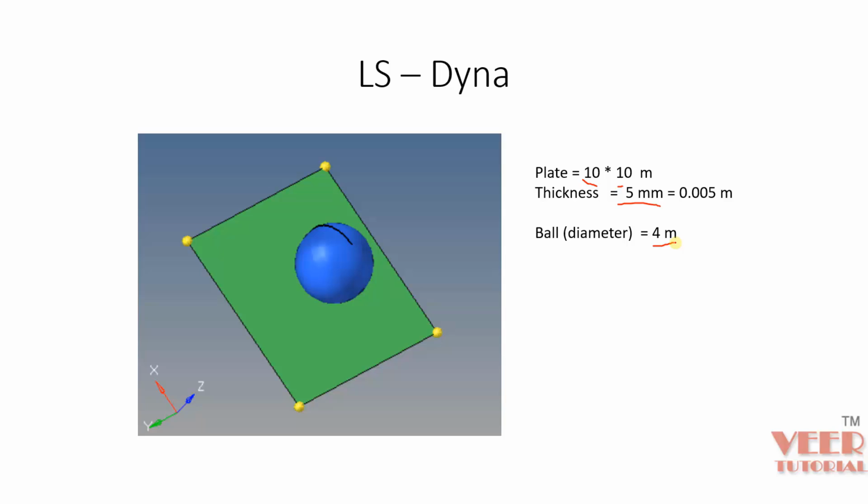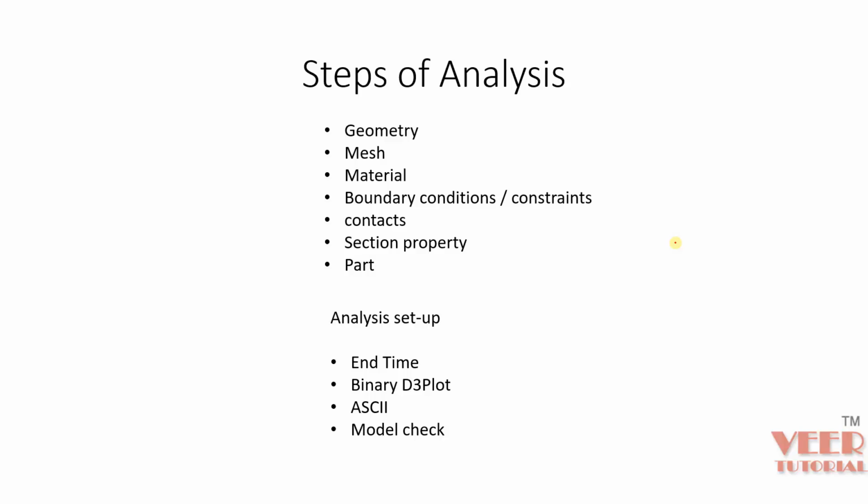So in LS DYNA, when we solve any problem, we need to follow these steps. The first step of course will be to create or import the geometry. In this step, if we have any existing geometry, we need to import it, or if we want to create the geometry in LS DYNA, we need to do that. After creating the geometry, our second objective is to create the mesh. We have different types of mesh available in LS DYNA, so according to the part, we need to create the mesh.